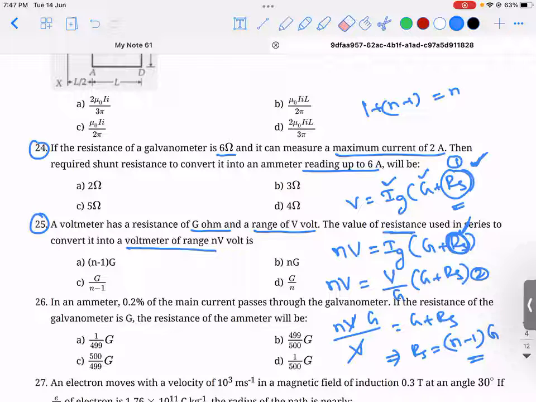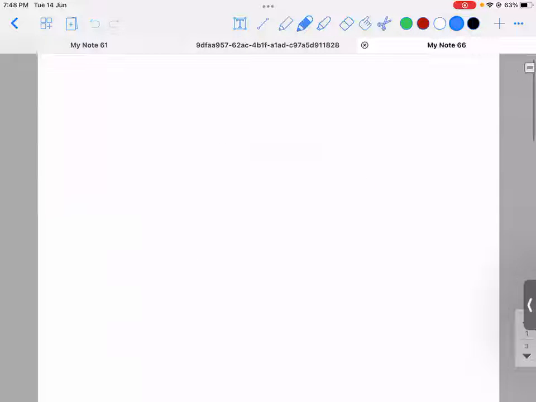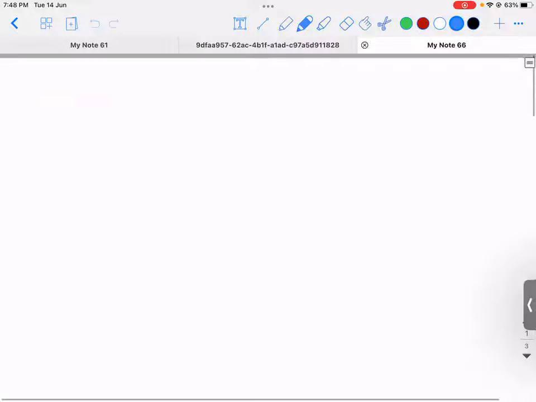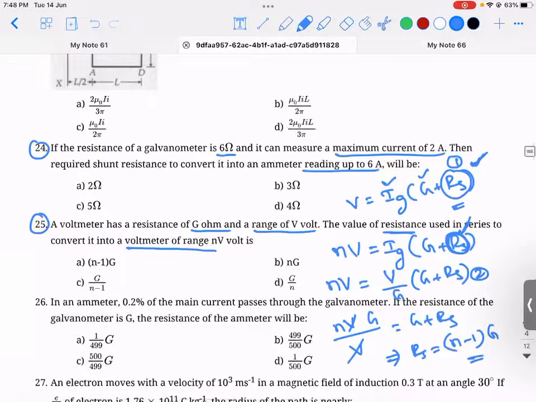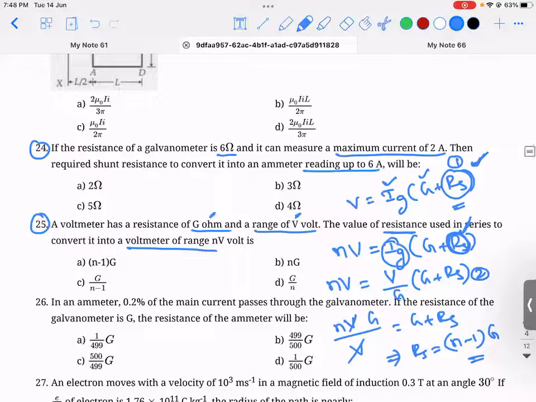But see, the logic you're using is right. That is for competitive exams. Wait, listen. Did you read the question carefully? What are they saying? Initially, a voltmeter has a resistance of G ohm and range of V volt. But how did I take that IG to be V divided by G? You never asked me that question. They told it's a voltmeter.